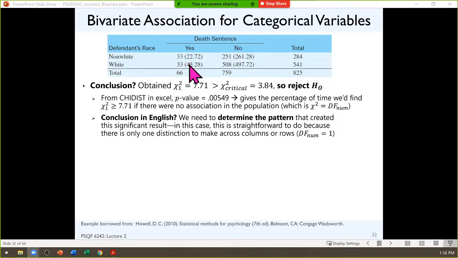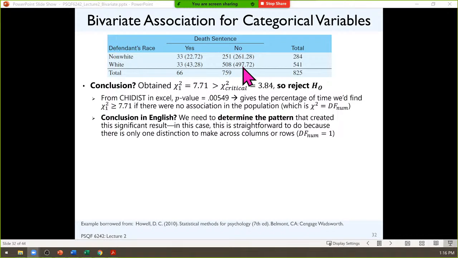So then the question is, what do we do with this? It's a significant result. These things are associated, but how? That part we don't know yet. And this is where, if you have a 2 by 2 table, all you need to know is one of the cells and you can figure out the rest. So if I look at this pattern right here, the 508 versus the 497, there were more white people not given a death sentence than expected. That's my pattern.